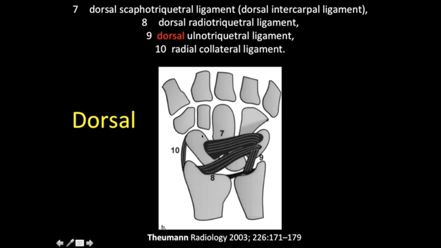Dorsally, we will catch along the lateral border the radiocollateral ligament extending from the radial styloid into the distal pole of the scaphoid. We will also see the dorsal scaphotriquetral ligament traveling here. This is known as the dorsal intercarpal ligament. We will see the dorsal radiotriquetral ligament, the dorsal ulnotriquetral ligament, and then along the far dorsal margin of the distal radioulnar joint, we'll see the dorsal distal radioulnar ligament.